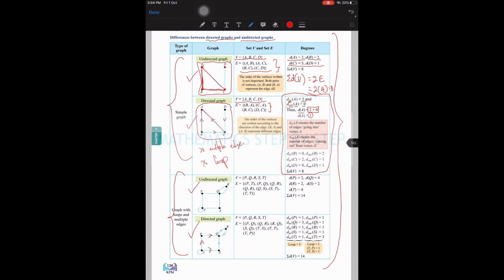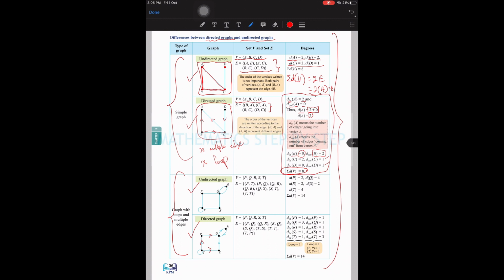Okay, then same goes to vertex B, okay? Let's see, there's no edge going in at vertex B, okay? So we can see 0 here. Then number of edges coming out from vertex B is 1, 2. Okay, so we can see here, so on and so forth. Then we came to this answer, sum of degree equals to 8.